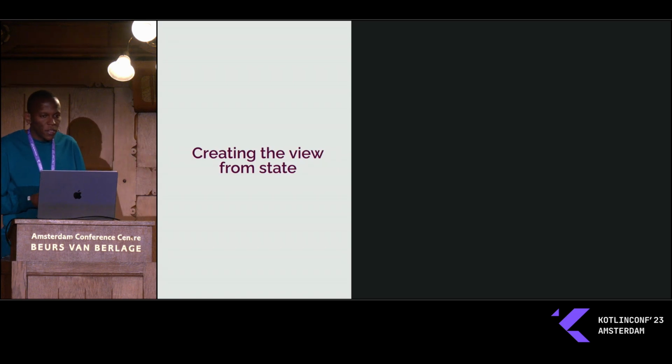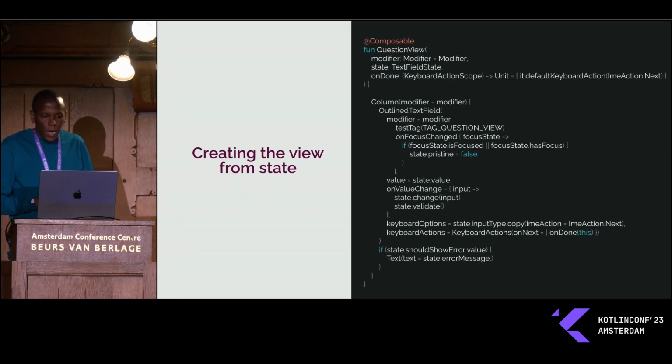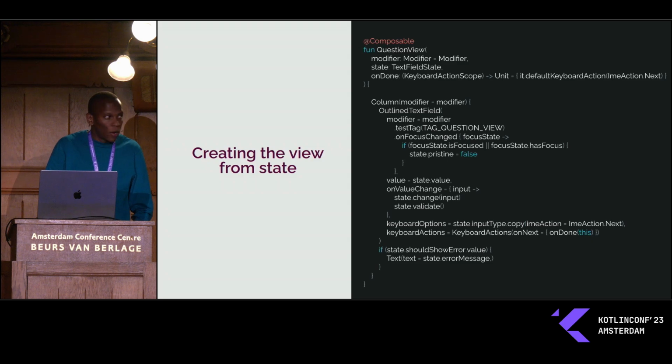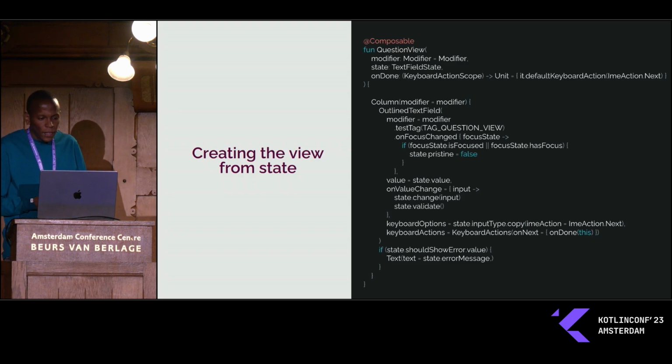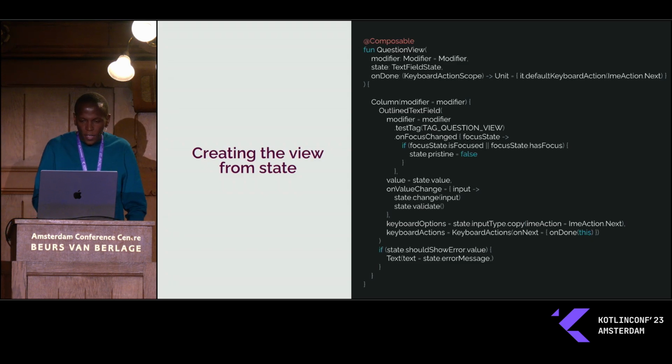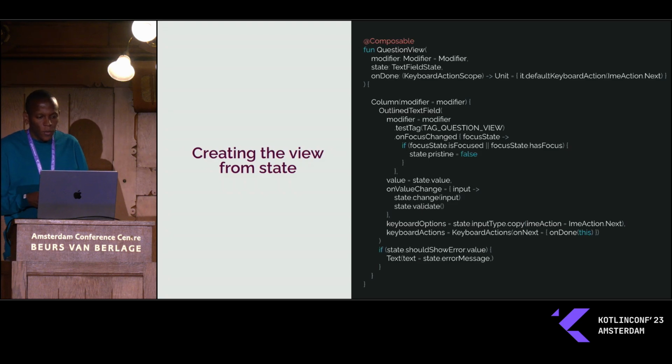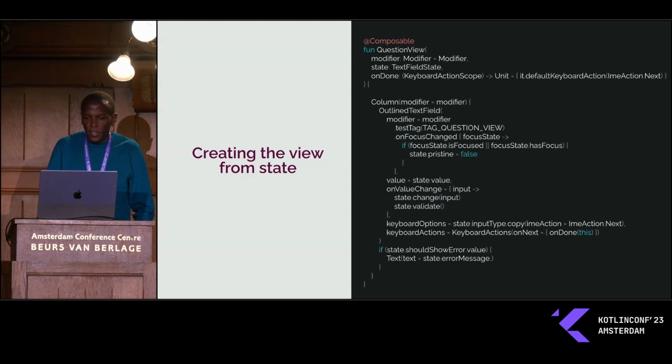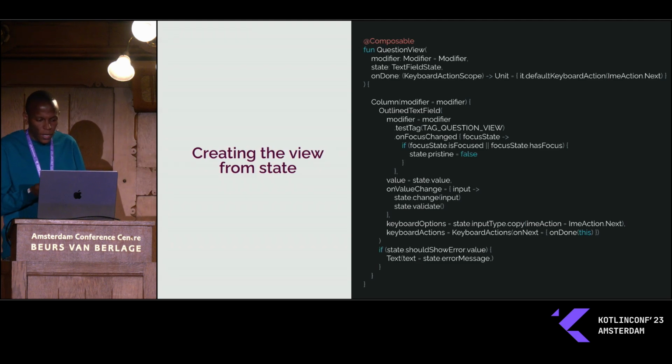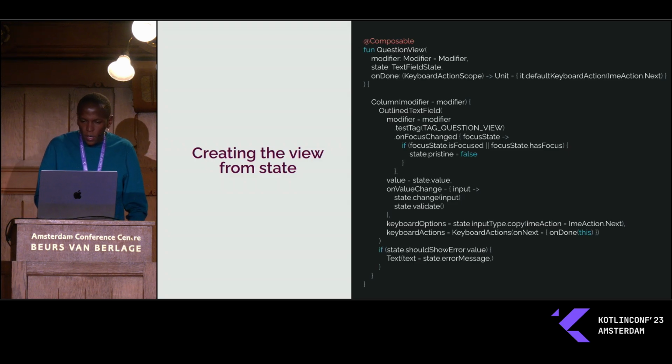How do we create a view from the state now? We have a question view, which is a composable function. It takes in a modifier, which allows us to customize the size, colors, and all that from the parent view. We also have the state, where we pass the text field state, and we also have the ondone. Nothing fancy here. We're just doing the normal Compose stuff.